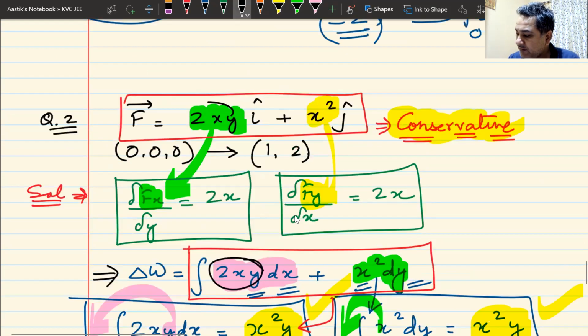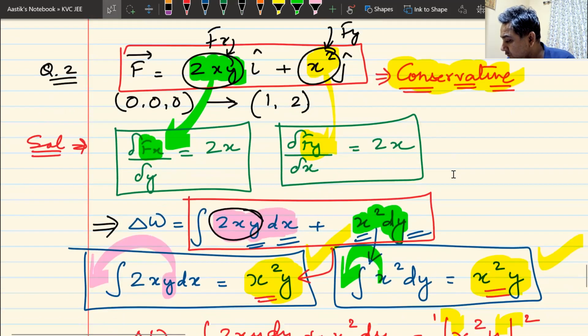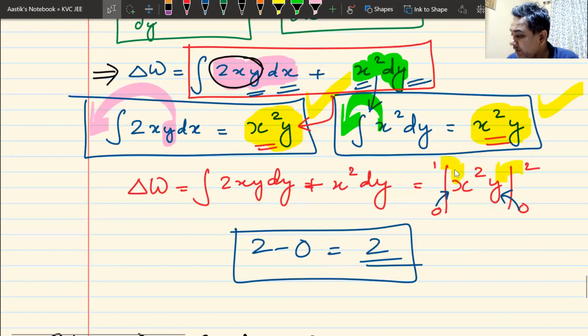See, this is f of x. You don't know what is f of x? Don't know what is f of y? Now just put the formula. Yes, beta, the red color one. Here. So what I've done? The value of x is varying from 0 to 1. The value of y is varying from 0 to 2.